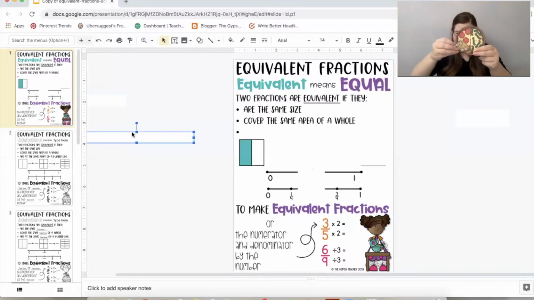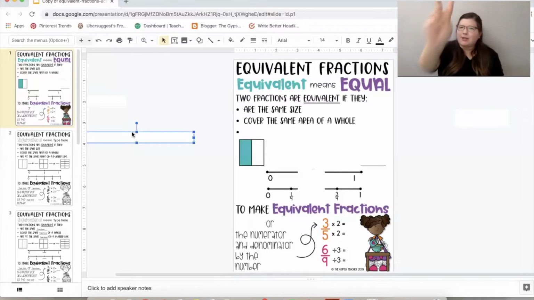Let's see. So we have 1/4 here. And 1/4 here. Are they equivalent? Yes. Because what do they do? They cover the same area of a whole. Good. So let's repeat after me.